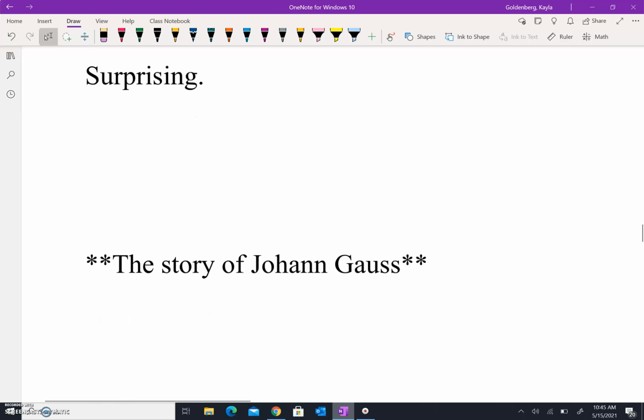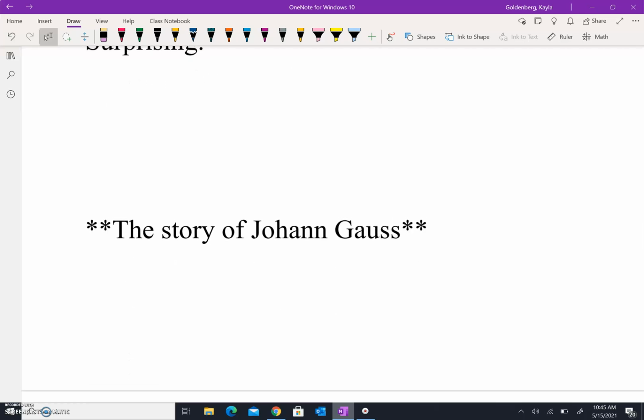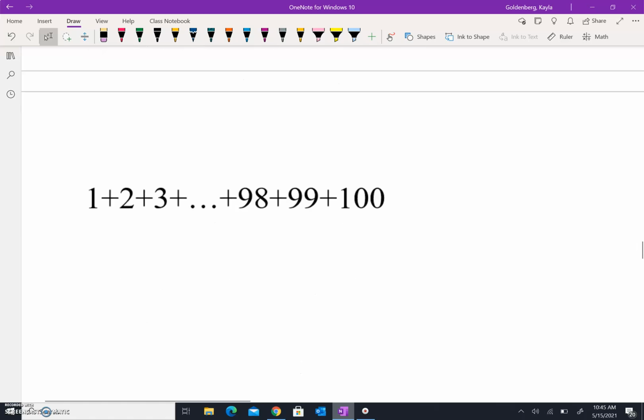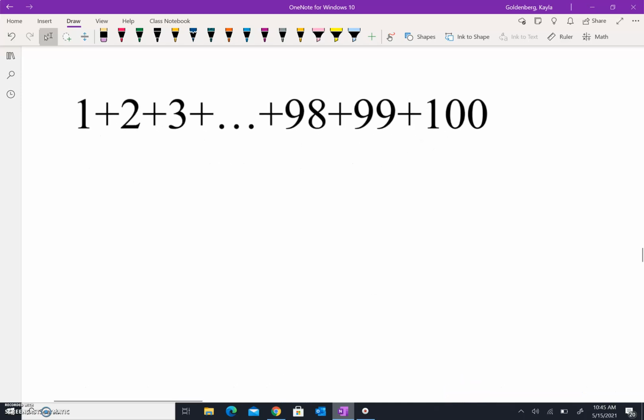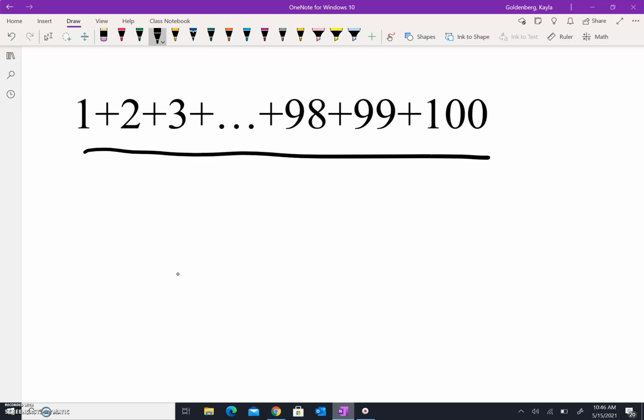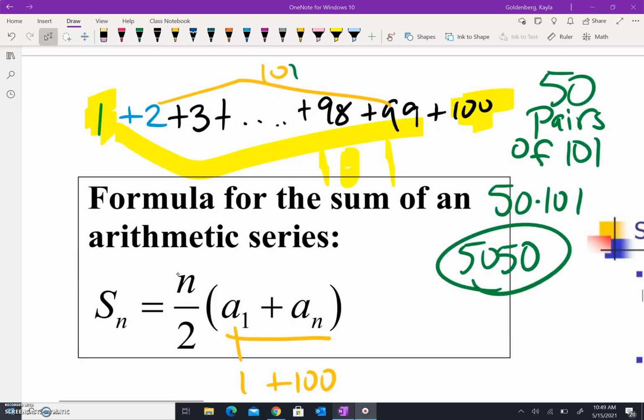Me either. So here's a story of Johann Gauss, and this is going to help us find a way to do sums that are more complicated a little bit more easily. So Gauss was a student, and he upset his teacher, and his teacher wanted to punish little Gauss and said, Gauss, I want you to go add the first 100 numbers together. So adding 1 all the way to 100. And Gauss came back really quickly and gave the teacher an answer. Answer was right. And the teacher was like, how on earth did you do that?